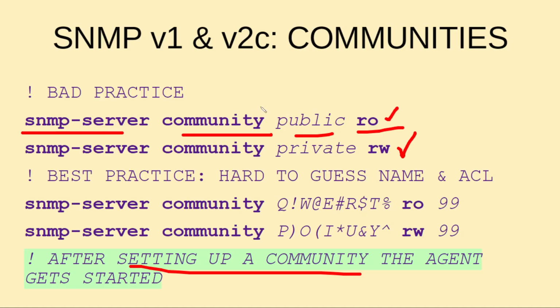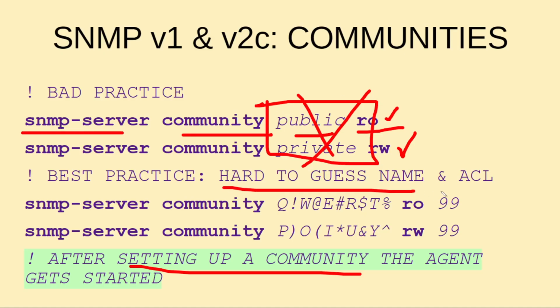There is a bad practice here. You should not use these names. You have to use hard-to-guess names and always an access control list, so you have control over what are the IP addresses of the SNMP clients that will be communicating with this agent.